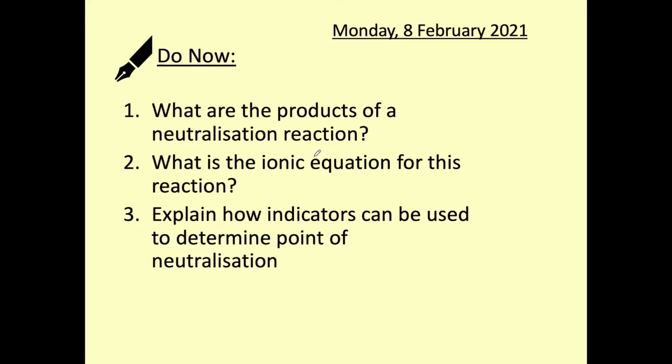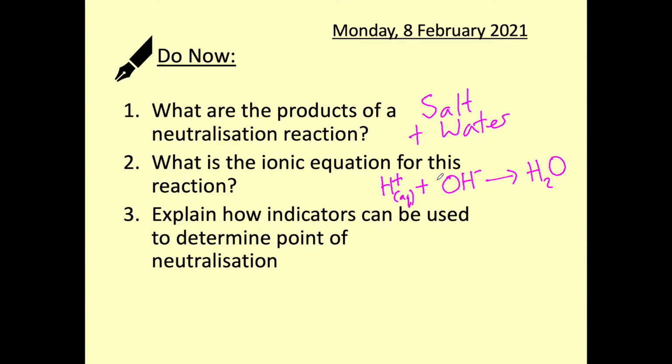So the products of a neutralization reaction, this is what we looked at last lesson, are a salt and water. With our ionic equation for this reaction, we were looking at the ions which changed during this reaction, and that was our hydrogen ion from our acid plus our hydroxide ion from our alkali, and that made water. And we can include our state symbols of aqueous for our ions that were dissolved in water, and then liquid for the water that then got produced.